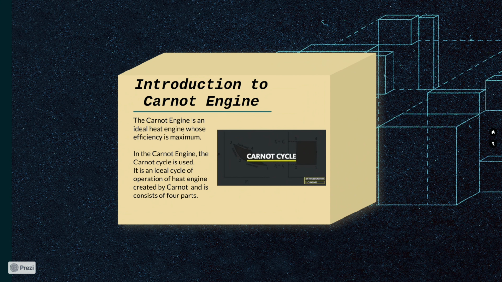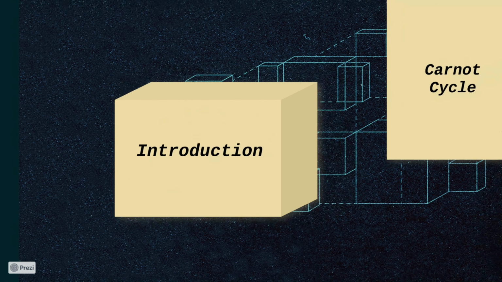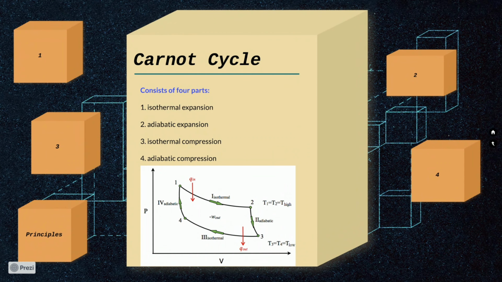First proposed by French physicist Carnot in 1824, the Carnot cycle is an idealized model of a thermodynamic system for a heat engine. The Carnot cycle consists of the following four reversible processes operating between a hot and cold reservoir: isothermal expansion, adiabatic expansion, isothermal compression, and adiabatic compression.